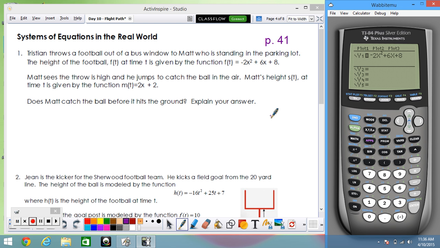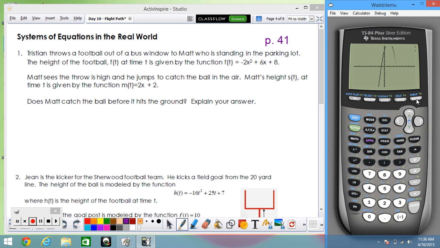All right, so we can kind of guess if we throw the football out the bus window, the football's going to go up and then the football's going to come down. Matt sees the throw is high and jumps to catch the ball in the air. Matt's height is modeled by the function 2x plus 2. So that's going to go in y2. Oh, that doesn't work. 2x plus 2. All right, so let's go ahead and hit graph and see what it looks like.